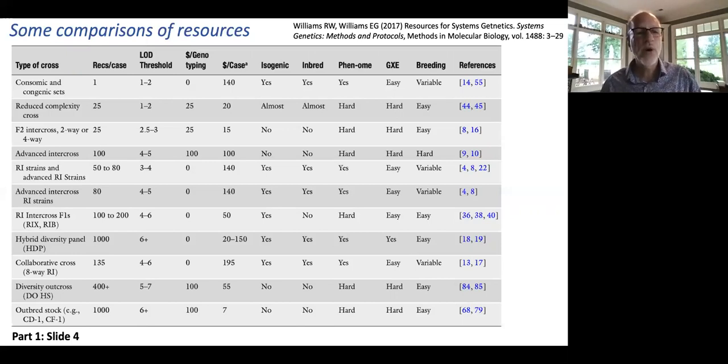And then going all the way up to outbred stock and HS towards the bottom, resources that have a tremendous amount of recombinations per genome. They do require higher LOD scores to achieve significance simply because you're doing more tests per cross or per analysis. They have different genotyping costs, different costs per animal. You can build a phenome for some of these resources, you can't for others, or it's more difficult. You can study GXE obviously quite easily when you can replicate genomes across multiple environments, et cetera.